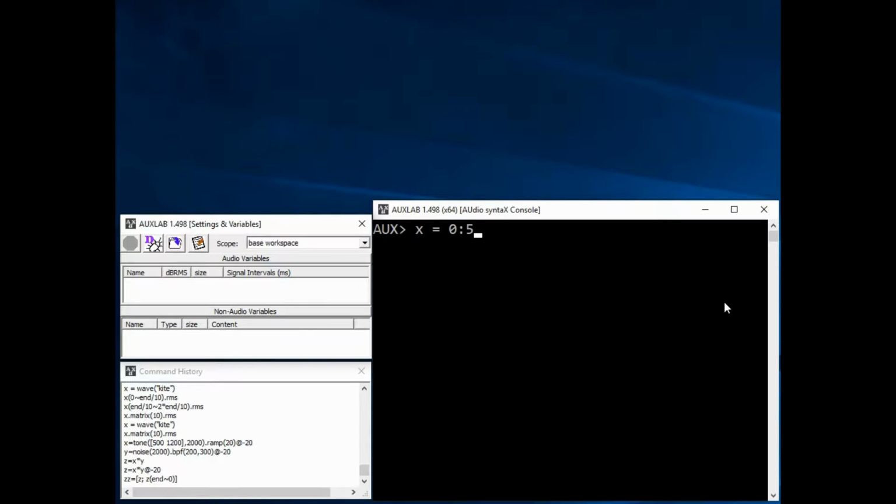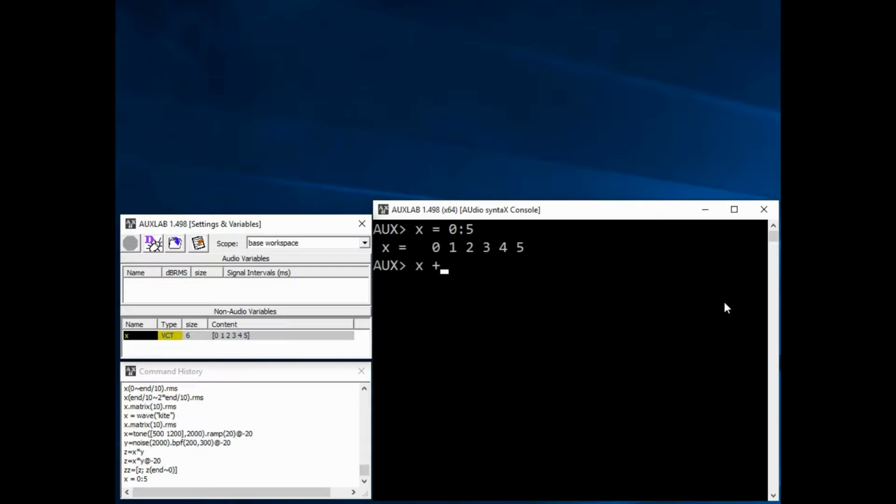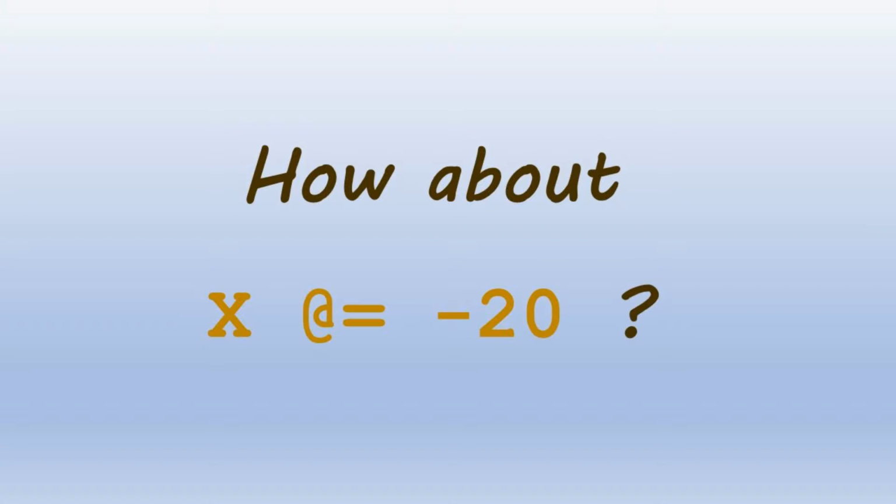So we have X, a sequence from 0 to 5. X plus equal 10 means 10 through 15. How about at equal? Not sure?